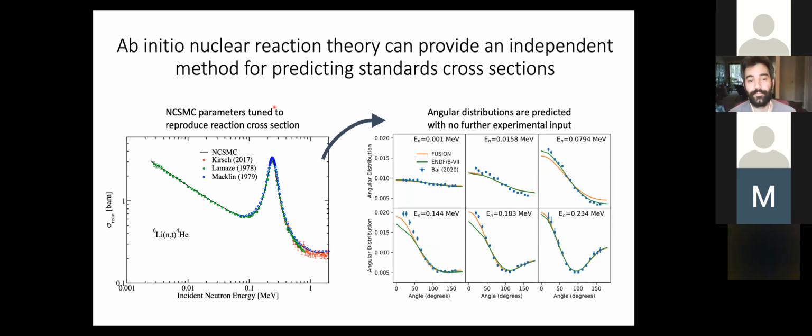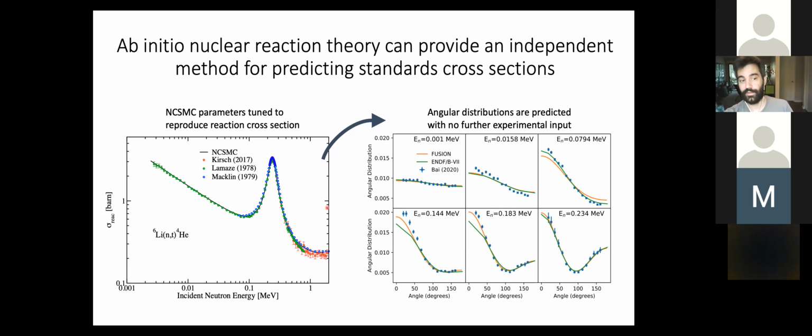So we can take the NCSMC model. We can tune a few little things because we really want to reproduce experiment to a very precise level. So we need to tune, for example, the thresholds so that they are correct to the keV level. And we have to tune the resonances so that they fall exactly where they should. And we reproduce the cross-section for the (n,t) reaction pretty exactly.